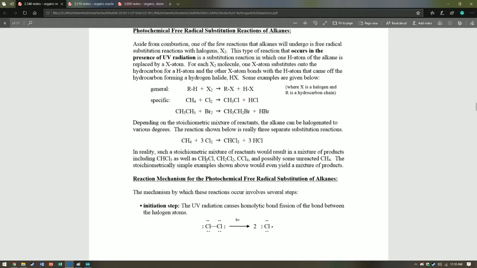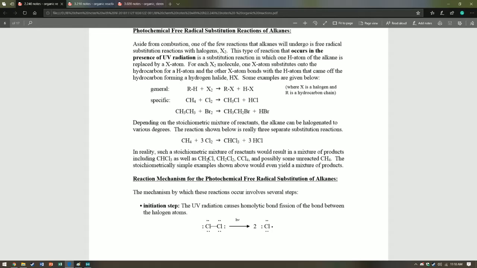The next major type of reaction. We've just covered all the different types of addition reactions that you would be seeing in the standard level syllabus. Now let's do the same thing for all the substitution reactions that you'll see.